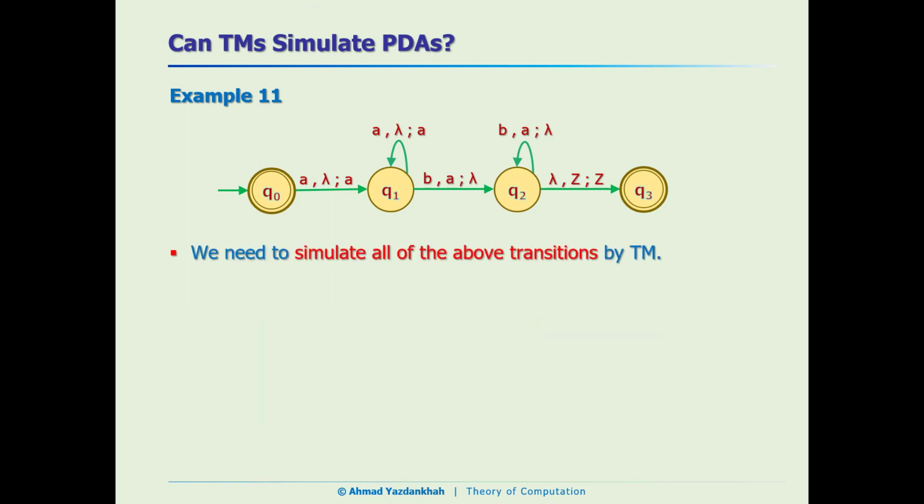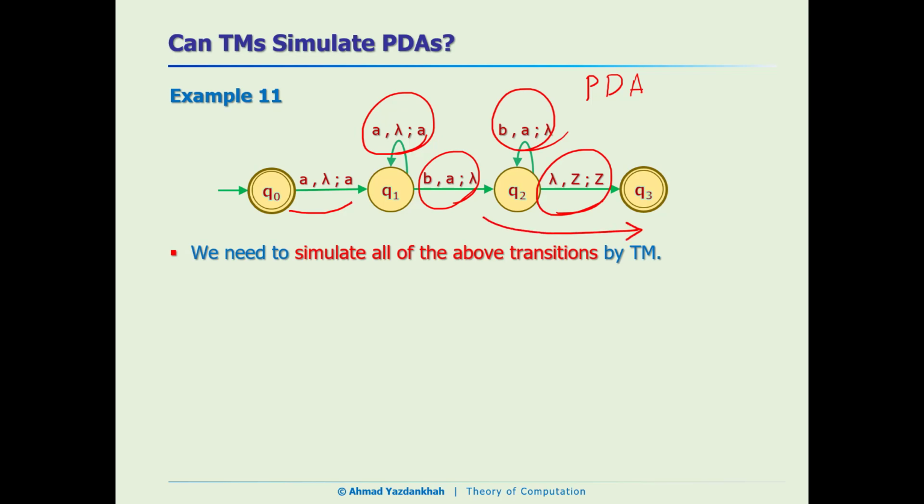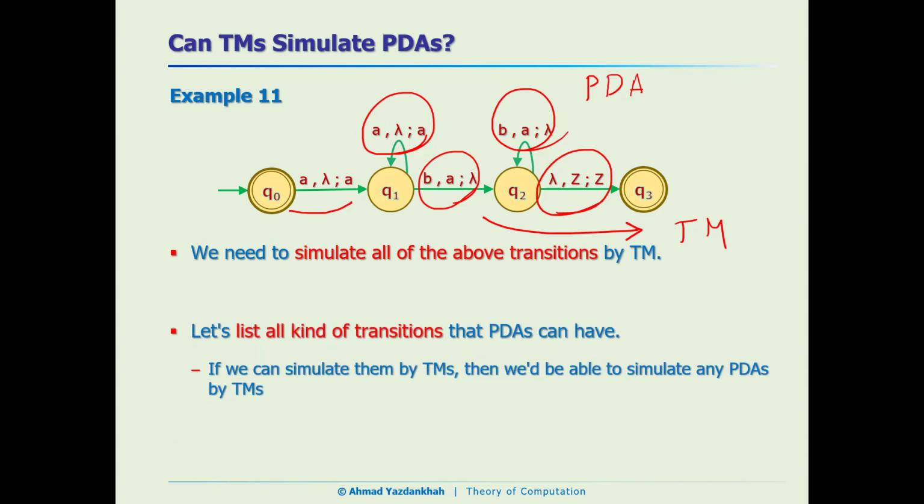So, for example, this is a PDA, right? And there are some transitions like this, like this, like this. If I want to convert this machine to a Turing machine, it means that I need to simulate all of these transitions to Turing machine transitions. How can I do that? Okay, so this is the logical question.